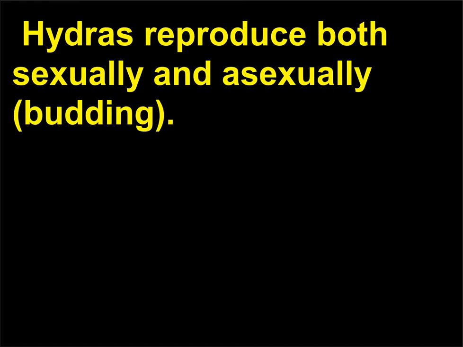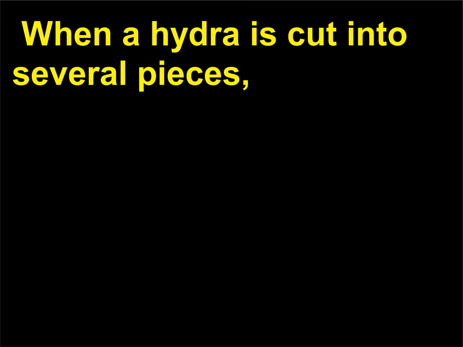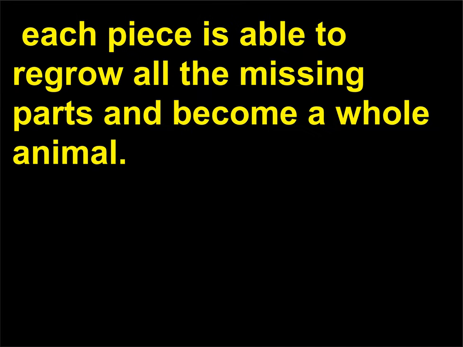Hydras reproduce both sexually and asexually, by budding. Hydras are named after the multi-headed monster of Greek mythology that was able to grow two new heads for each head cut off. When a hydra is cut into several pieces, each piece is able to regrow all the missing parts and become a whole animal.